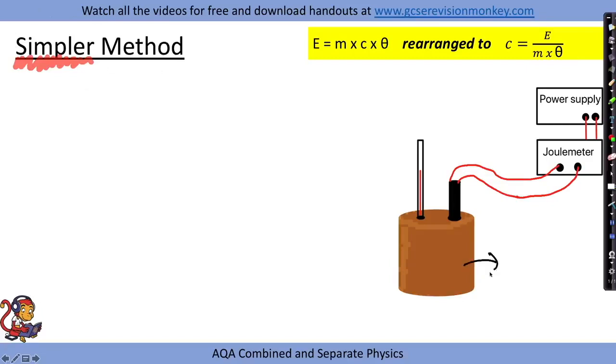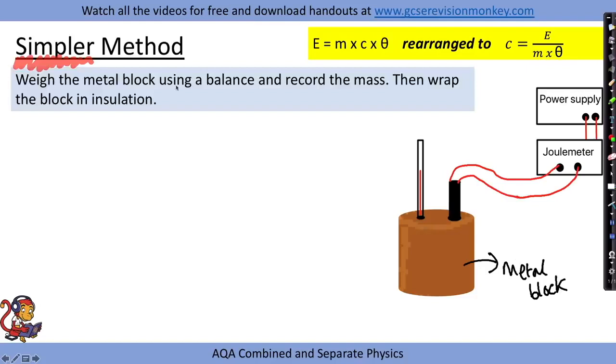So let's say, for example, we have this metal block. That is the material that we want to measure the specific heat capacity of. In the exam it could be anything like aluminium or copper, or they could talk about a random substance altogether. So the first thing we do is weigh the metal block using a balance and record the mass. So this will give us this part of our equation, the m, the mass. Then we need to wrap our block in insulation to reduce the energy transferred to the surroundings. So you might have some bubble wrap or something like that that you would wrap your block in.